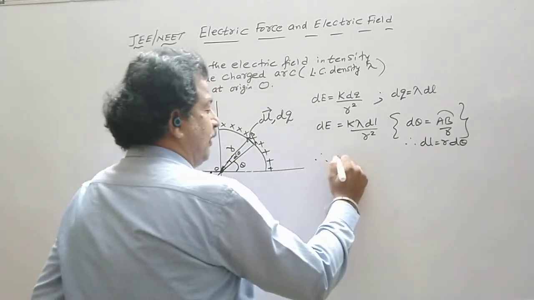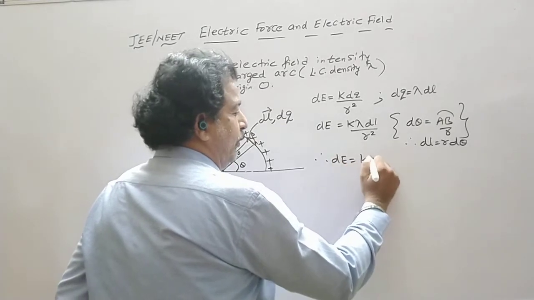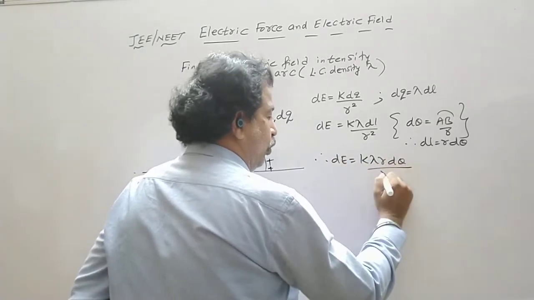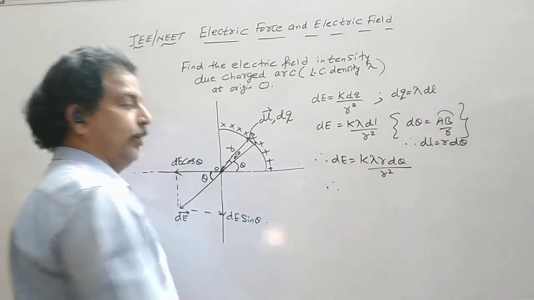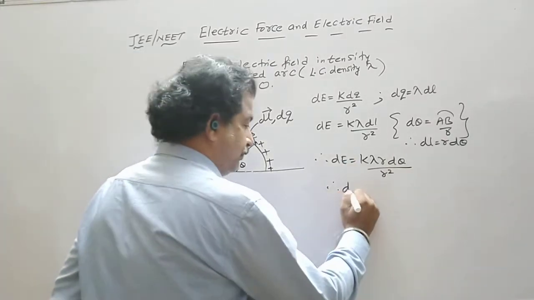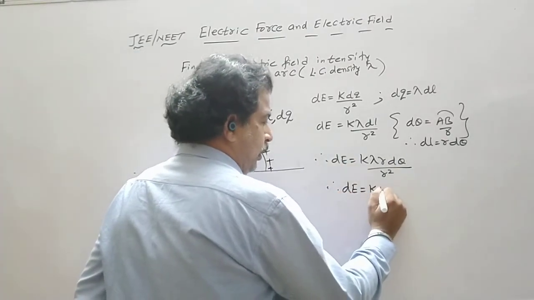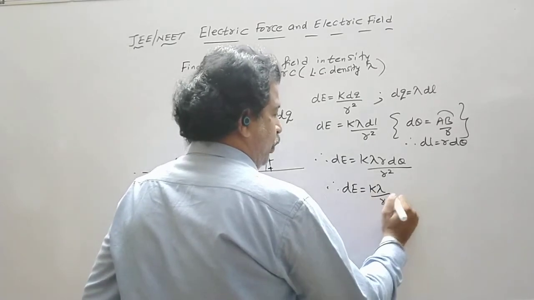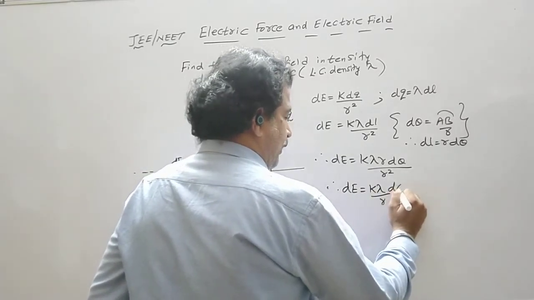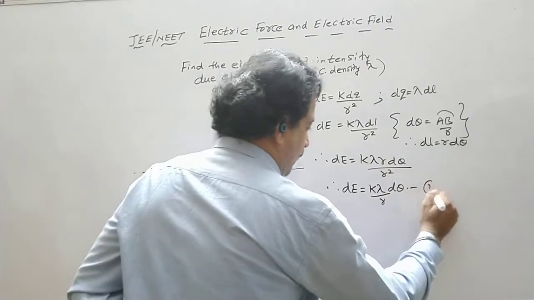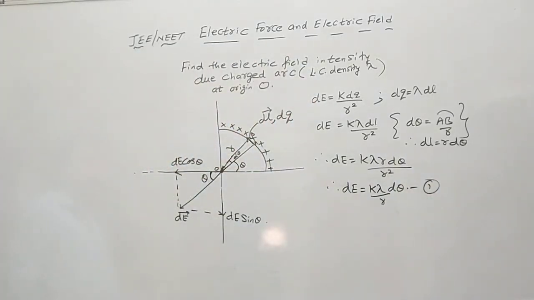Therefore dE is equal to K lambda r d theta upon r square. Therefore dE is equal to K lambda, 1 upon r, d theta. This is our equation number 1.